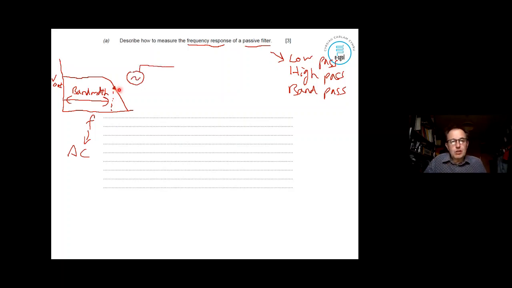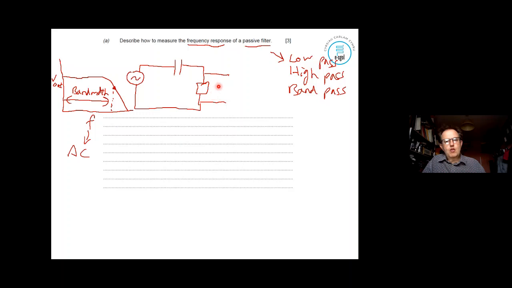So how do you actually work out the frequency response of a filter? First thing you have is the AC supply. Okay, so I've drawn a simple high pass filter here. And this is where the output voltage will be. Now with filters, and because they're AC, we'll use a cathode ray oscilloscope over the output. So the cathode ray oscilloscope will actually give us the wave output and measure the voltage.